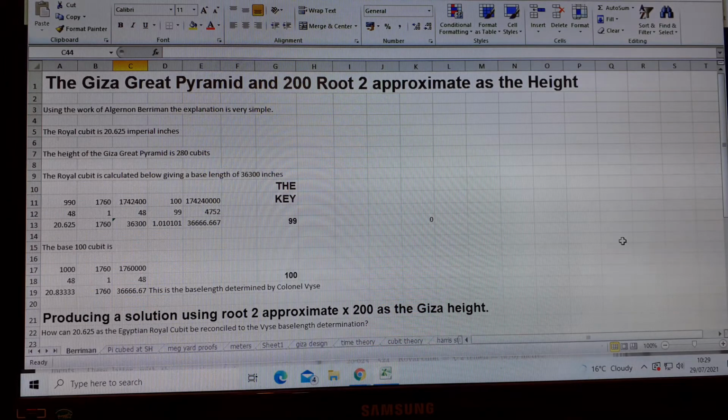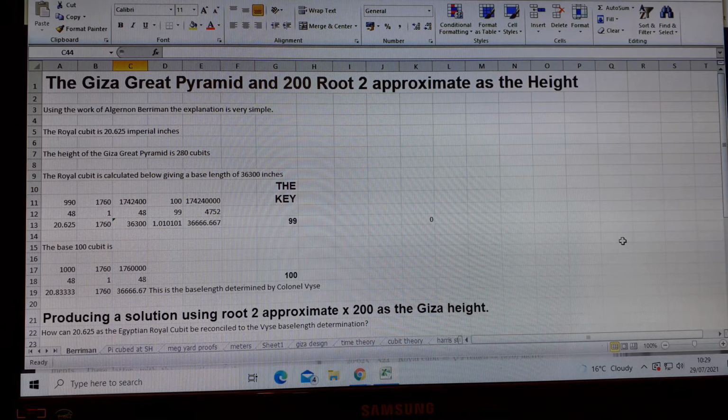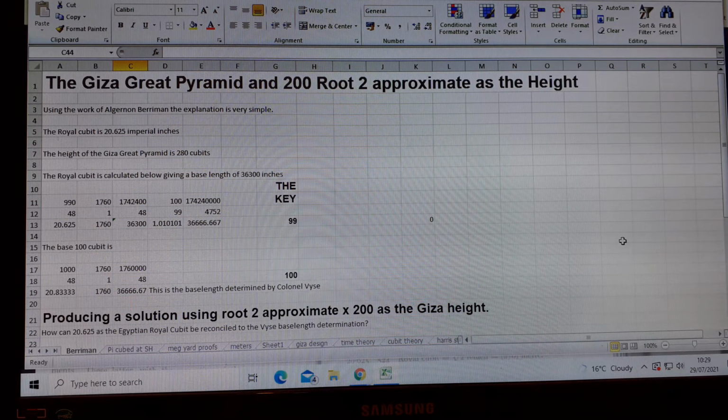We're looking at the height of the Great Giza Pyramid today, and we can show that it's a Berriman approximation of root 2, being 140 divided by 99 multiplied by 200, and we can prove this using Berriman's royal cubit and the base 100 cubit.